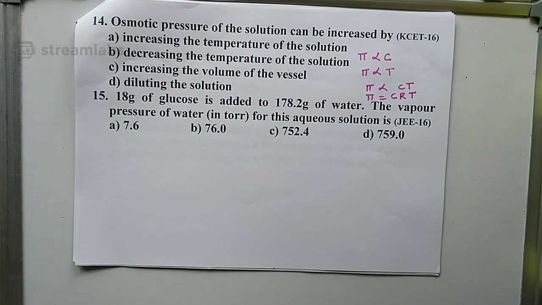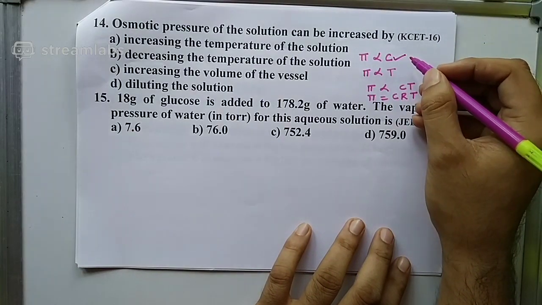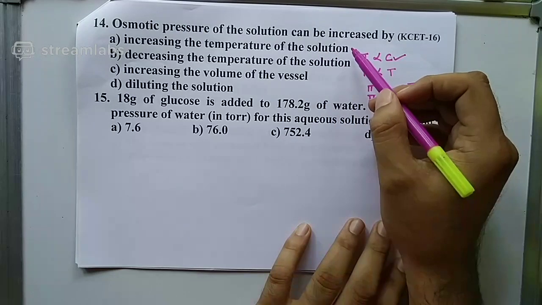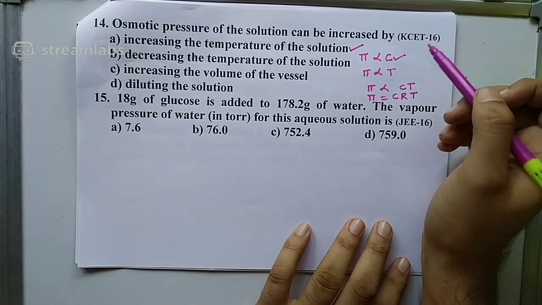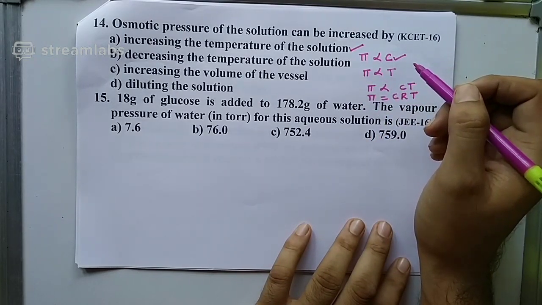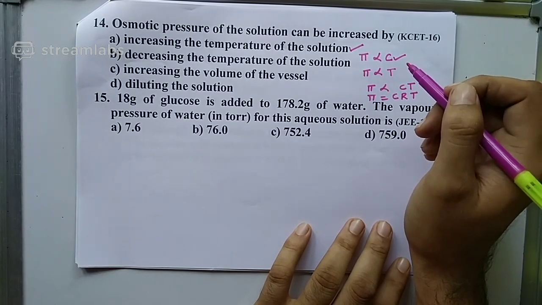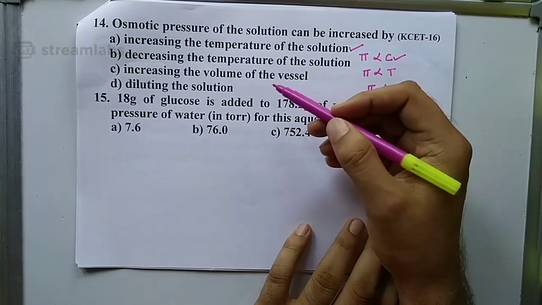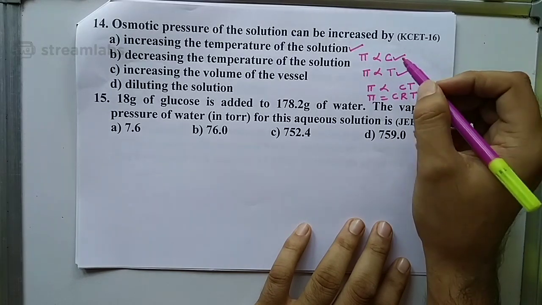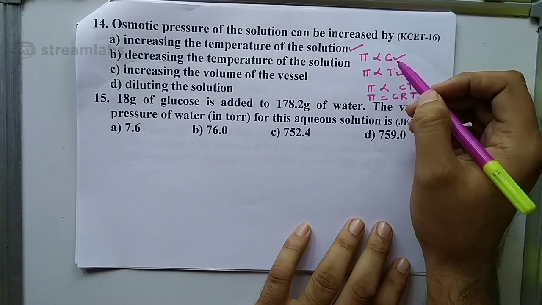Now, the osmotic pressure of a solution can be increased by increasing the concentration, so increasing the temperature of the solution fits the answer. Decreasing the temperature cannot. Increasing the volume of the container does not change much for a solution. If you dilute the solution, since pi is directly proportional to C, the concentration decreases upon dilution, and the osmotic pressure decreases.